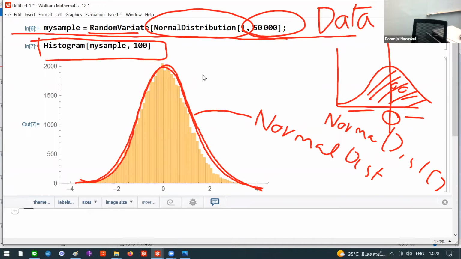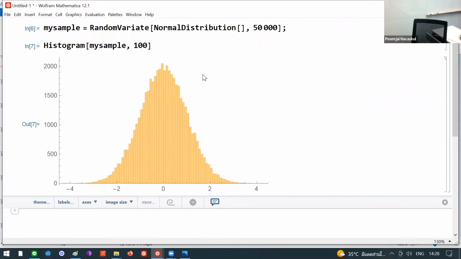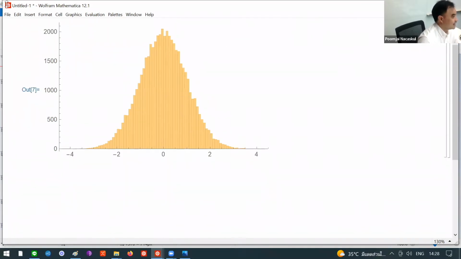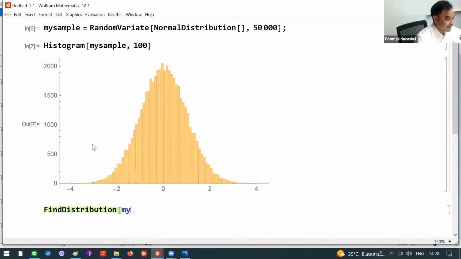Let me show you how that's done. The way it's done is like this. This is sort of like God's creation. God created 50,000 numbers and just gave them to you. You don't know where they came from. I happen to know because I created them, but you got this data set. The way you would fit is you would say, find me the distribution of this data set, my sample.